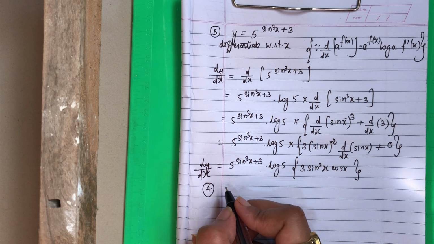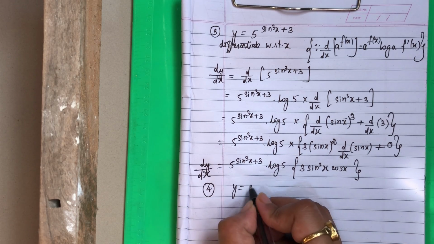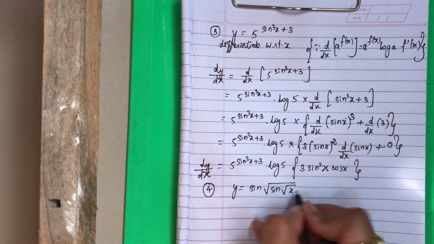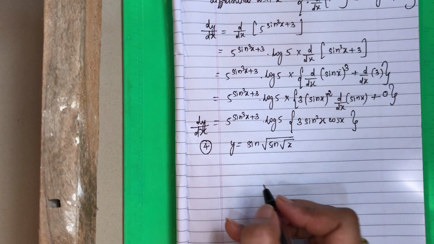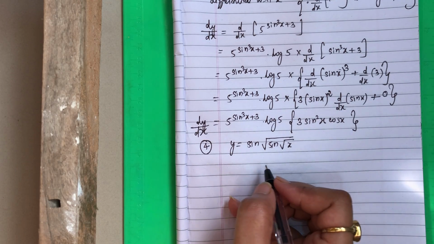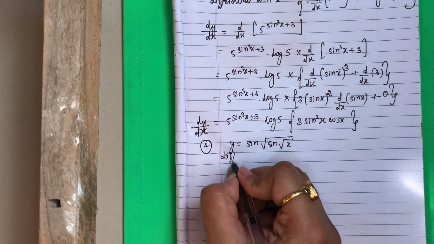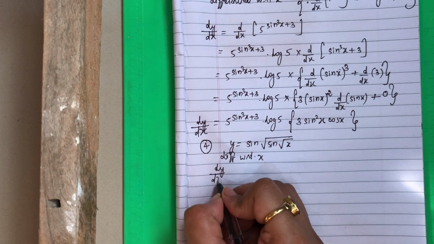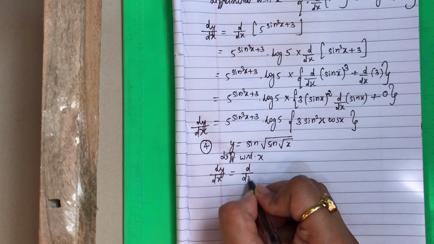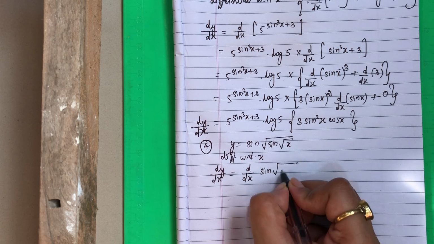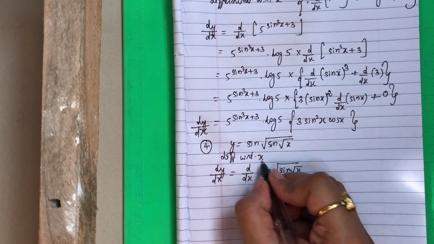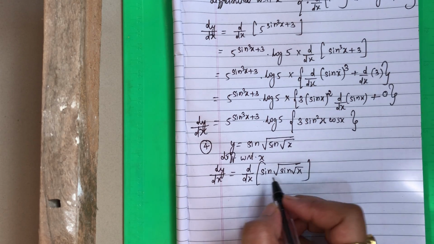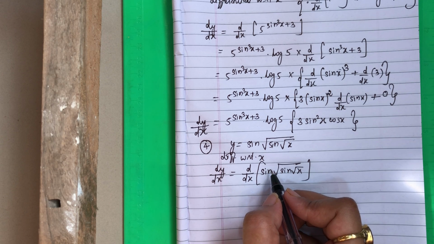Next problem we will take y is equal to sin of root of sin root x. So again differentiate with respect to x. dy/dx is equal to d/dx of sin root of sin root x. So in order to differentiate this, apply the chain rule.